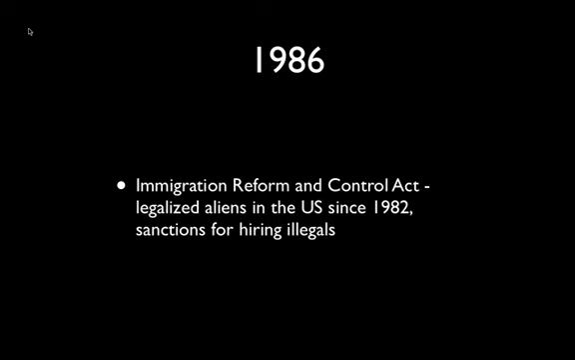In 1986, we have the Immigration Reform and Control Act, IRCA, that legalizes aliens who have been in the United States since 1982. So if you've been here for 4 years, you will be a legal alien. And it also is going to penalize corporations or people who hire illegal immigrants. So now we're starting to try and crack down a little bit on illegal immigration, which certainly is something that we still struggle with.